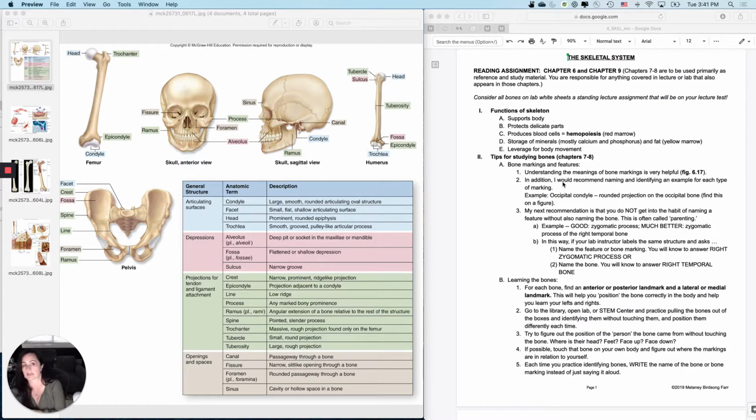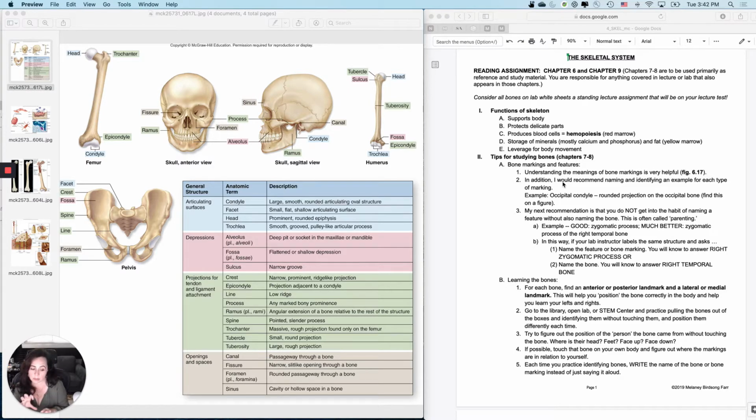Starting the skeletal system. This is where a lot of people really start to get interested in anatomy. A lot of students do not love histology. I like histology. The skeletal system is, of course, more tactile. You can really see and understand what you're talking about.